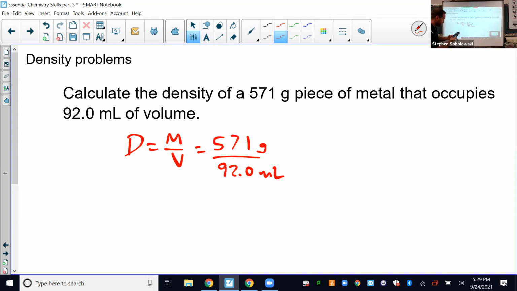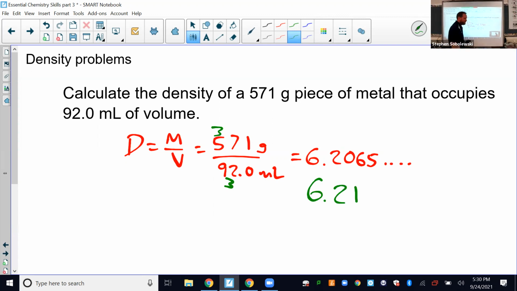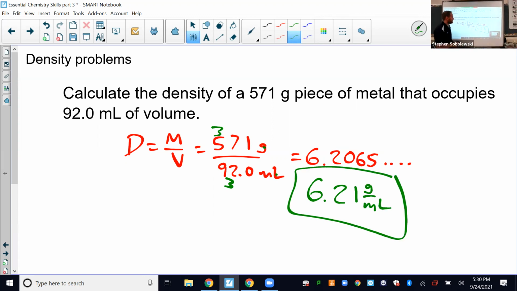571 divided by 92.0. Calculator tells me 6.2065 and so on. Lots and lots of numbers. But we now know exactly how we're going to report this. We're dividing 3 sig figs by 3 sig figs, so 3 sig figs in my answer: 6.21. And my unit is grams per milliliter. Right there.